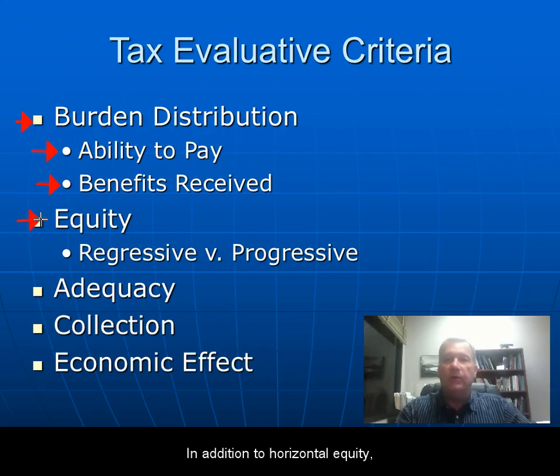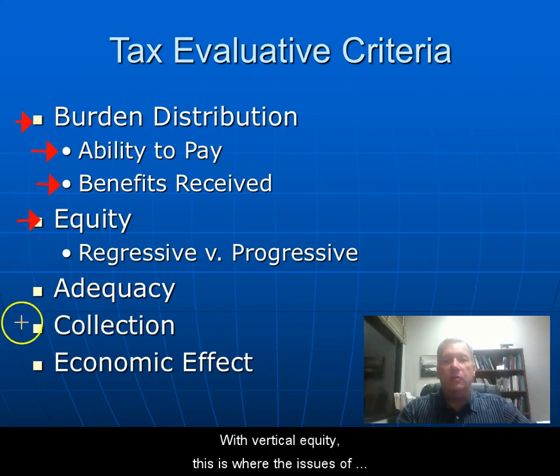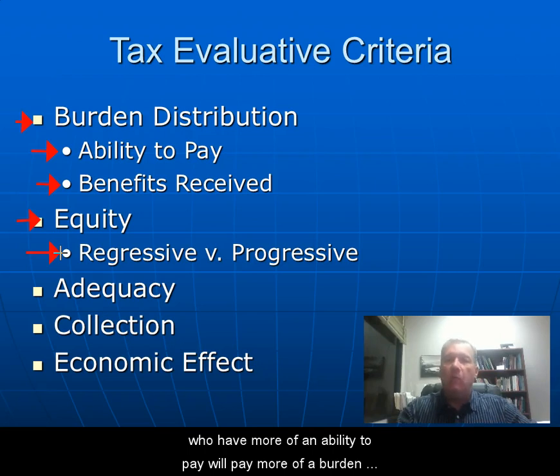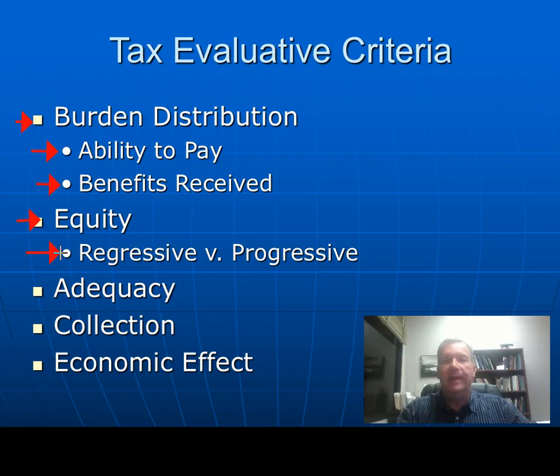In addition to horizontal equity, we also try and maintain vertical equity. And with vertical equity, this is where the issue of progressivity and regressivity comes into play. So with vertical equity, we would hope that individuals who have more of an ability to pay will pay a higher burden in taxation than those with less of an ability to pay. That's referred to as a progressive form of taxation.